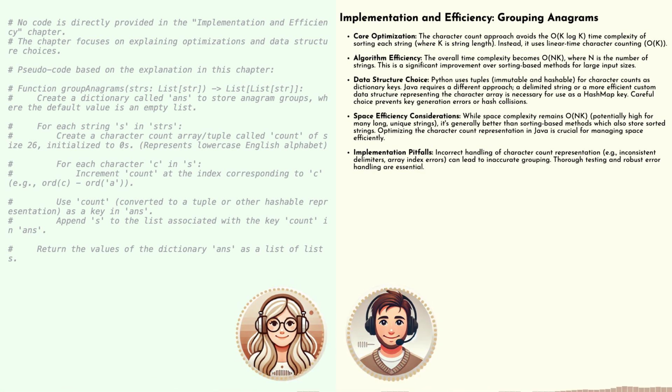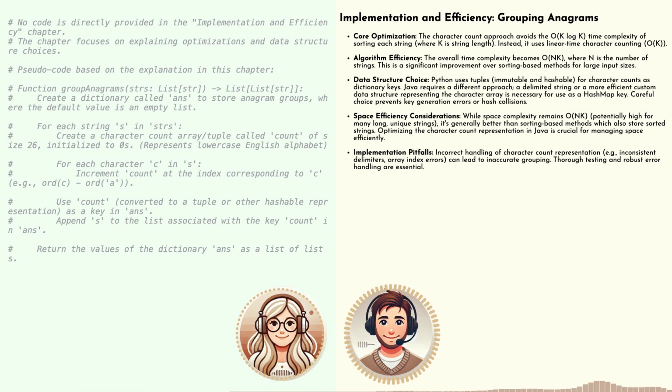I'm impressed. But what about the space complexity? We're still using a dictionary, and now we have these arrays to store as well. You're right to bring that up. The space complexity is still O of nk. We're essentially storing all the original words plus their corresponding arrays in the dictionary. So we're trading off a bit of space for a big gain in speed.